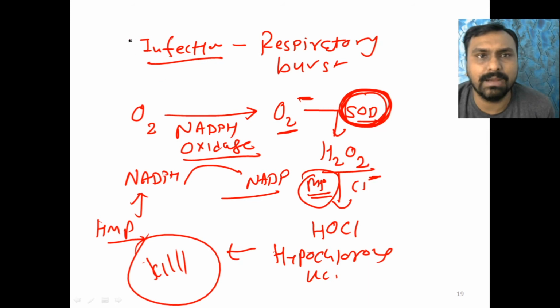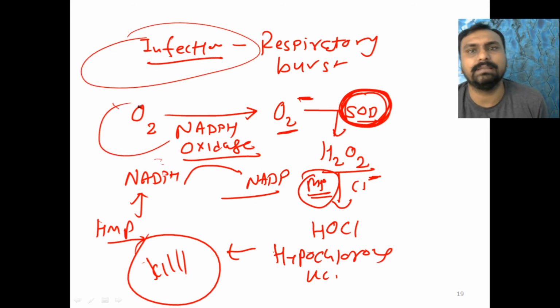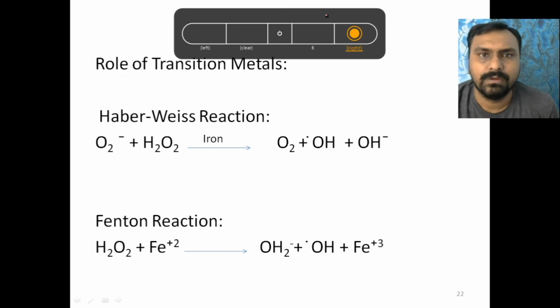So during any bacterial or viral infection, there is an increased demand for oxygen by the cell, and that is called the respiratory burst. So this is frequently asked in the 2-mark question or in the viva: what is respiratory burst? I hope it is clear to you now, right?